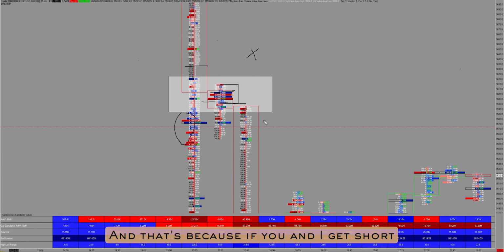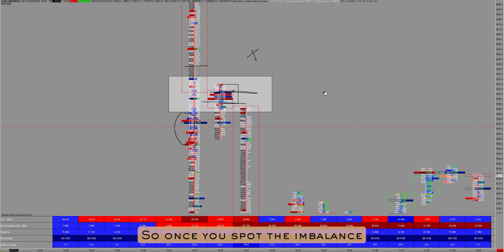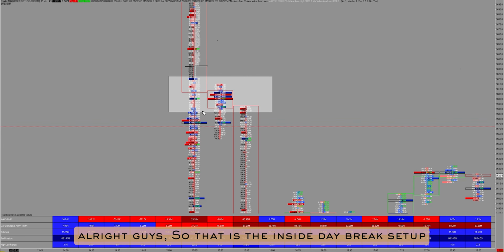And that's because if you and I get short and price breaks back above a level where we offered price, when it returns to this level, you and I might be reevaluating our positioning and willing to get out of this position. So once you spot the imbalance, you spot essentially one of your triggers. All right, guys, so that is the inside day break setup.